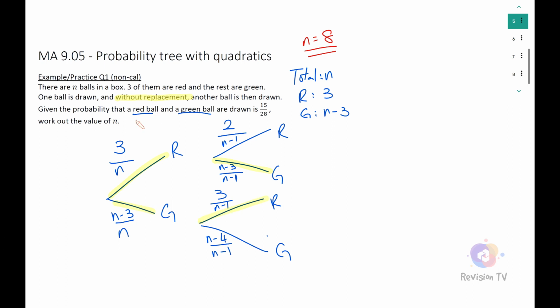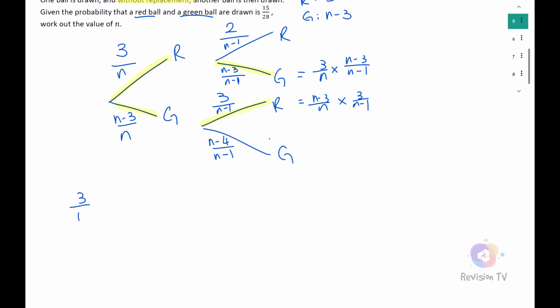So we've got 2 branches. Each time we have to multiply along the branch. First will be 3 over n times n minus 3 over n minus 1. This one will be n minus 3 over n times 3 over n minus 1. Now what we need to do is add them up. If you have more than one route that gives you the final answer, you have to add up the probabilities together. And we know that sum equals 15 over 28. So let me write that: 3 over n times n minus 3 over n minus 1 plus n minus 3 over n times 3 over n minus 1, which equals 15 over 28.